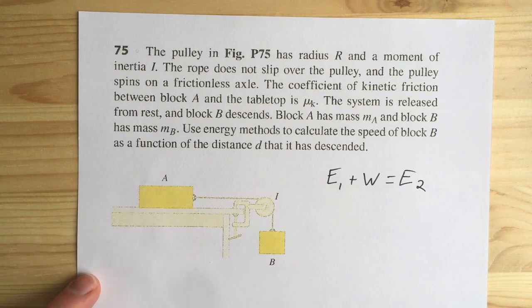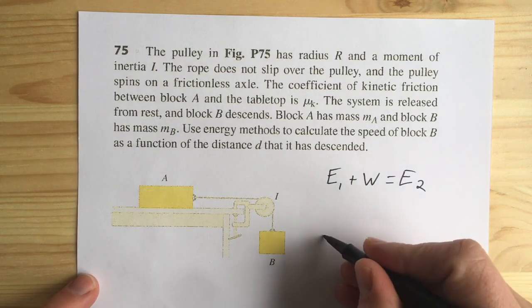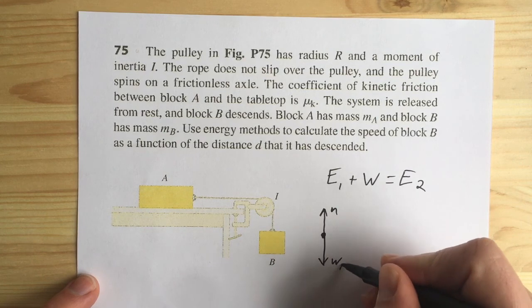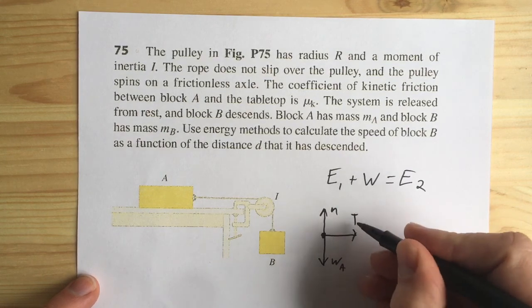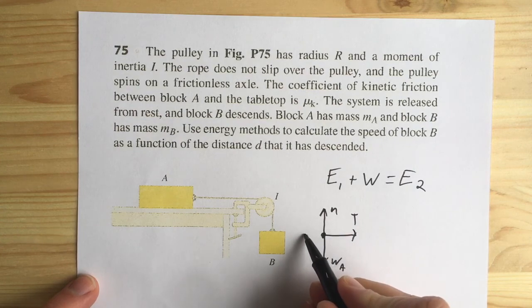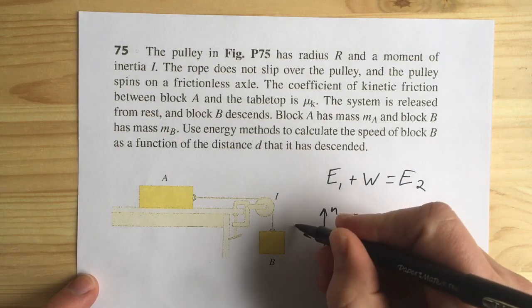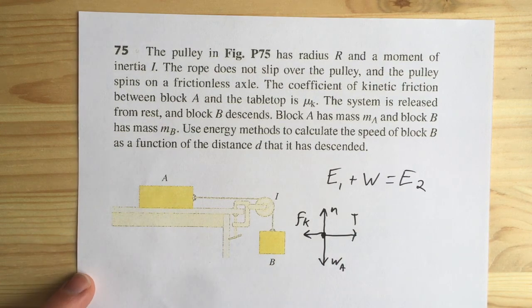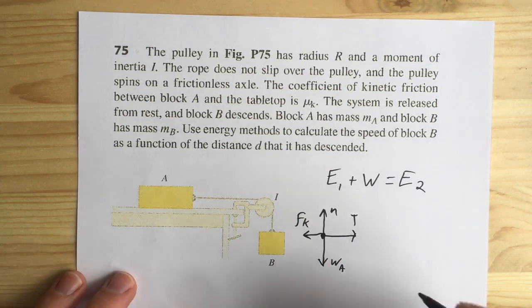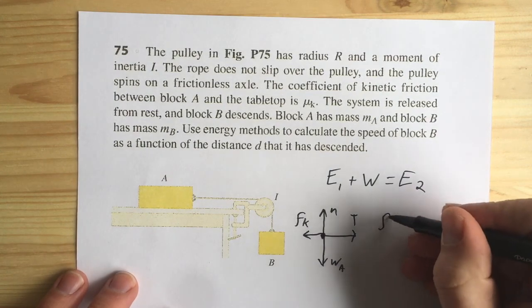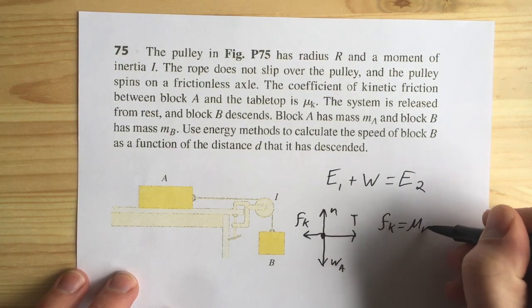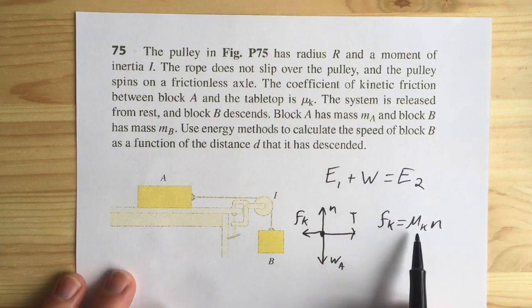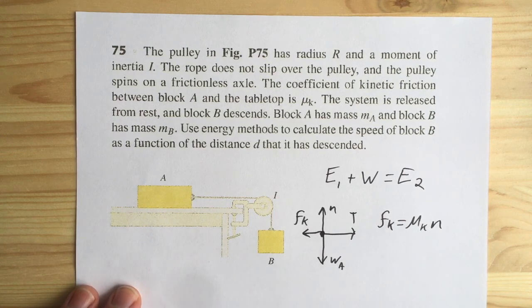The friction is only going to affect object A. I can draw a free body diagram for A. I've got a normal force. I've got the weight of A. I've got a tension force in that string. And it's going to be moving, so I have some kind of kinetic friction, which is resisting the movement of A. And we have an equation for the force of friction. This is one of the equations on your equation sheet. The force of friction is equal to the coefficient of kinetic friction times the normal force.